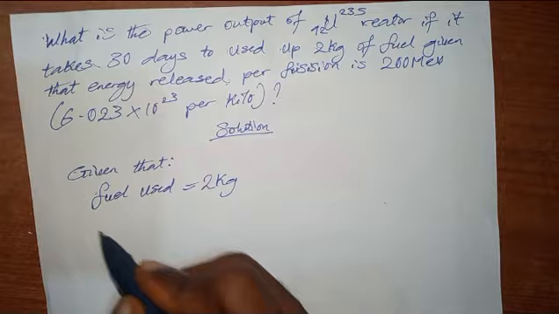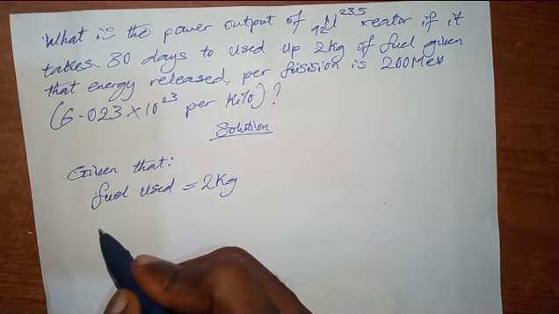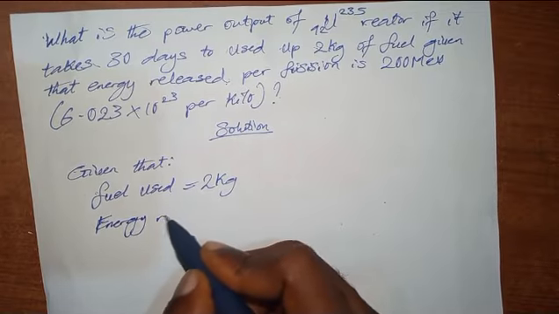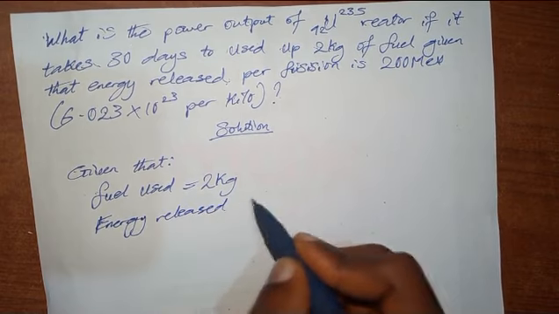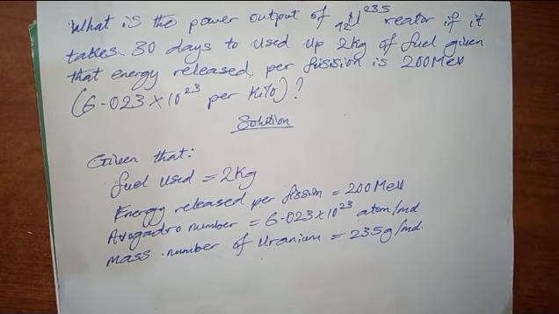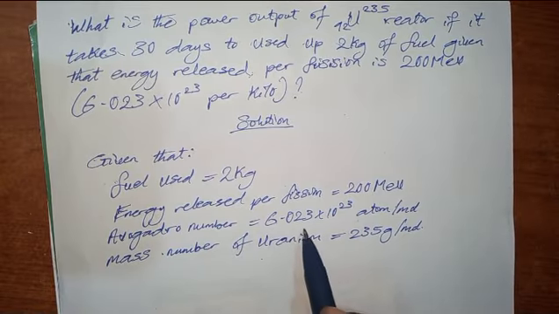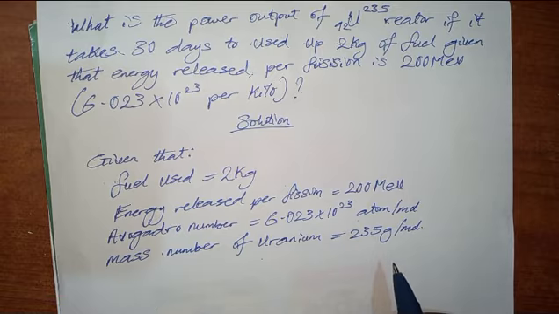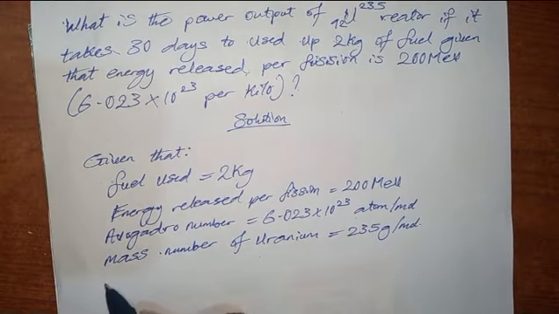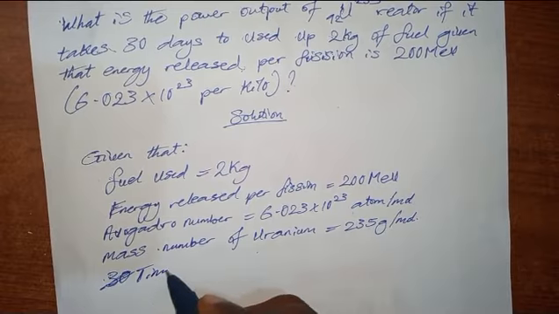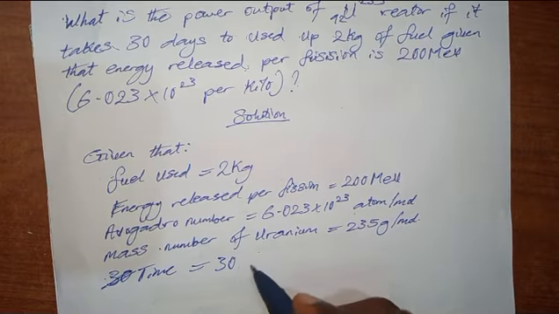And another one, energy released per fission is 200 mega electron volts, and Avogadro's number is 6.023 times 10 raised to power 23 atoms per mole, and mass number of uranium is 235 kilo per mole, and the time given there is 30 days. Time is equals to 30 days.